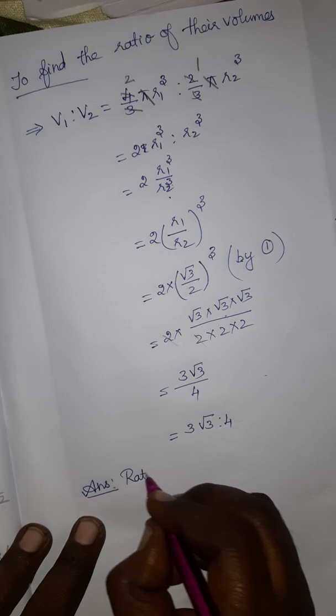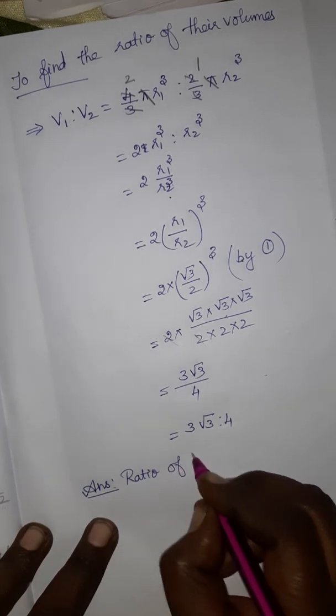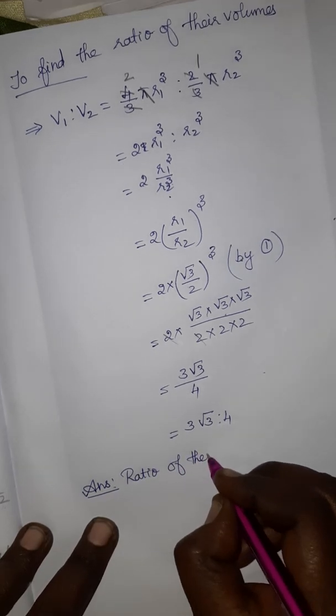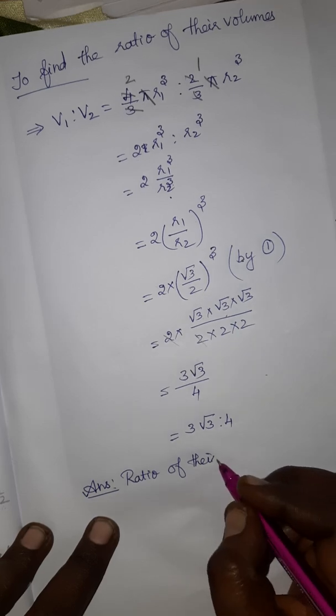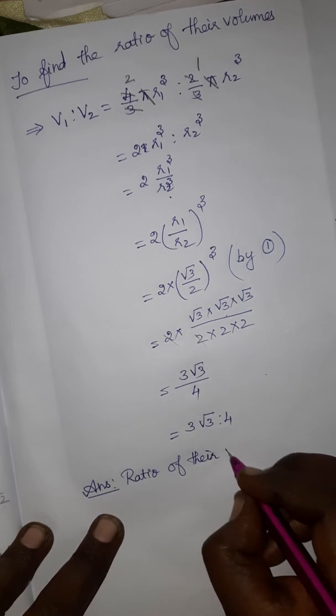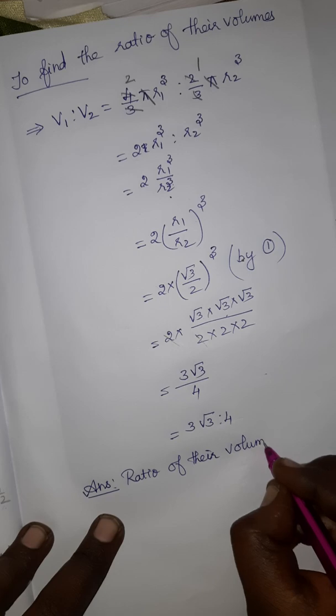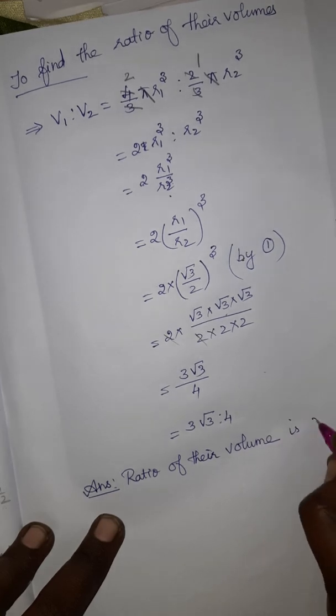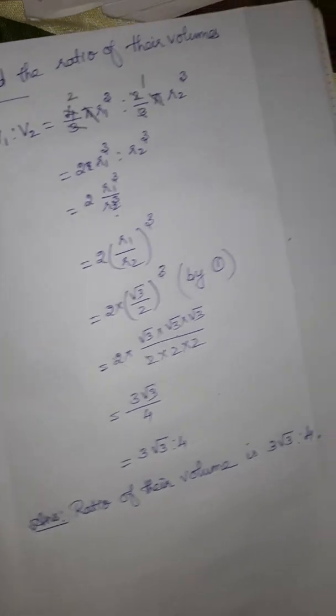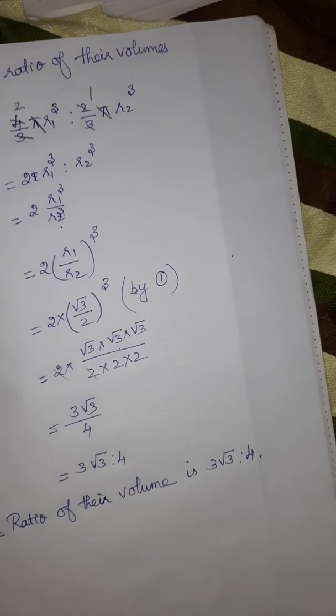So we can write the answer. Ratio of their volumes. You no need to mention the shape here. So write their volumes. Volume is 3 root 3 is to 4. Okay, so we get the answer.